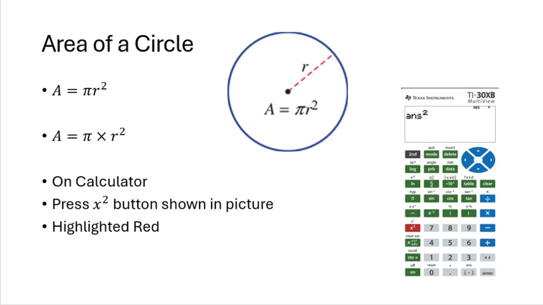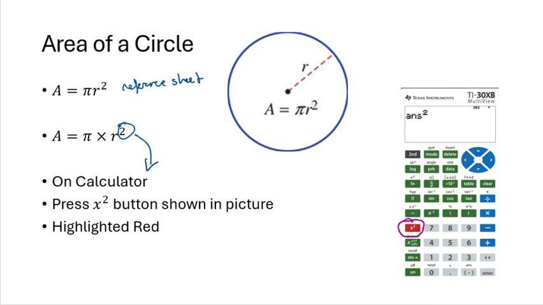All right, so this is the area of a circle now. So you need to remember this formula. This is all reference sheet worthy, okay? Now, if you don't know how to get the little 2 for squared, which is what I've circled, have a look here on the calculator. Press this x squared button shown in the picture. So look at the picture on the right on the calculator. It's the one that's been highlighted in red and circled right now.